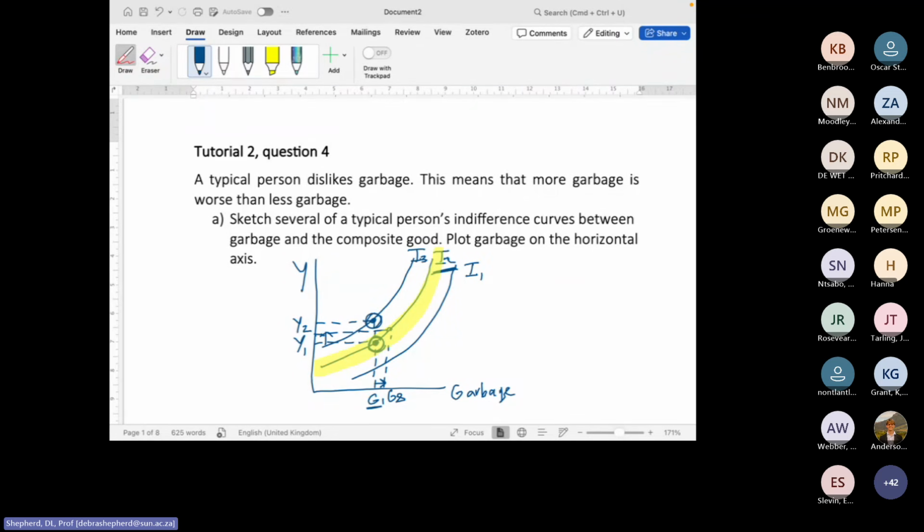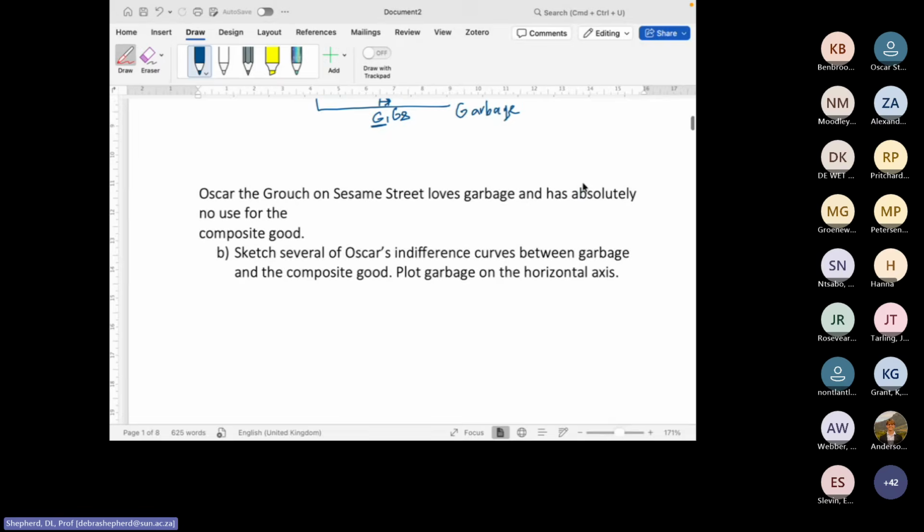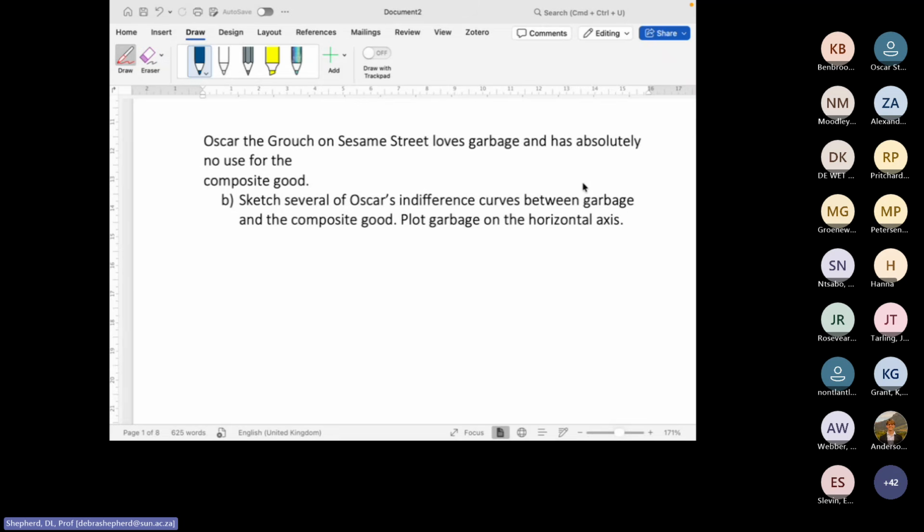But what if we move to an example where we're dealing with an individual who loves garbage, but has absolutely no use for the composite good? So in this case, the individual in question is Oscar the Grouch on Sesame Street. So we're going to plot the same picture, but his indifference curves are going to look very different to the other individual. So again, garbage is on the x-axis, and the composite good is on the y-axis. And so Oscar the Grouch only gets utility from garbage. So we're just going to think again through this intuitively.